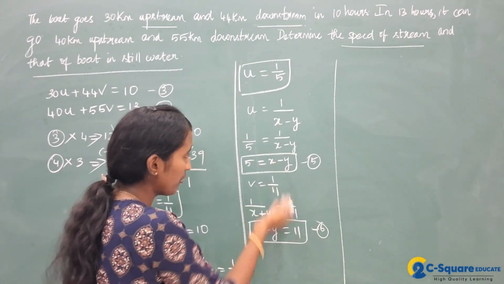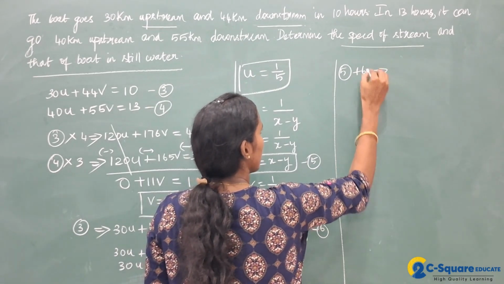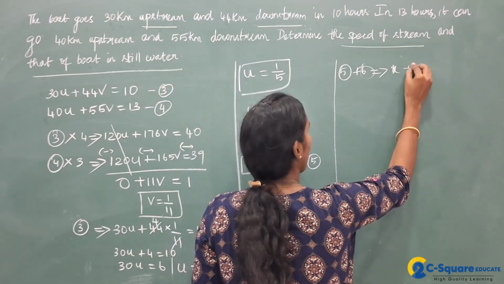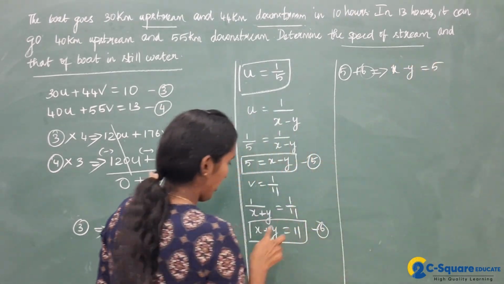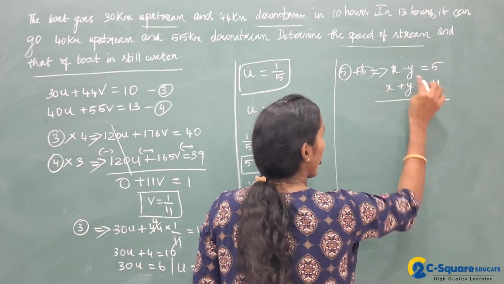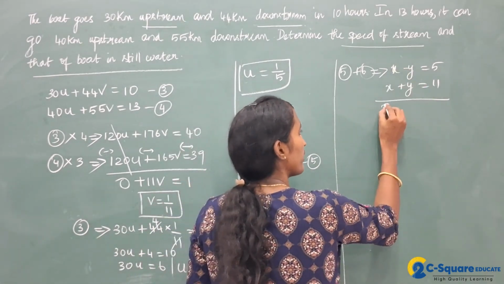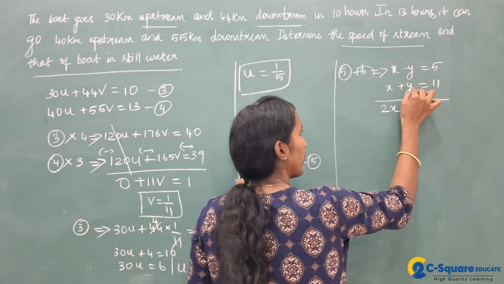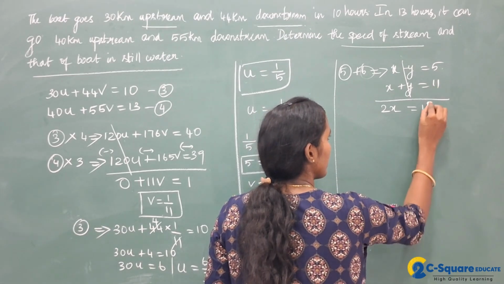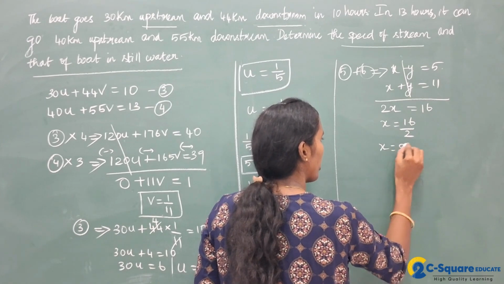If I add them, y gets eliminated. The first one is x minus y equal to 5 and the second one is x plus y equal to 11. The coefficient of y is already the same and I am just adding them. So it becomes 2x, minus y plus y goes off, 0, and 5 plus 11 is 16. x is equal to 16 by 2, and x is equal to 8.